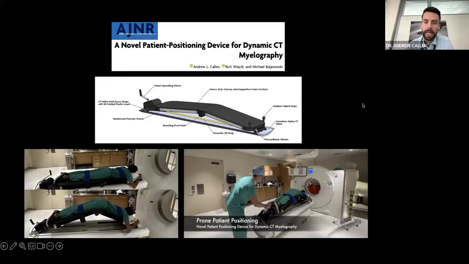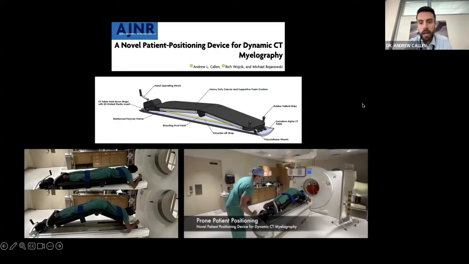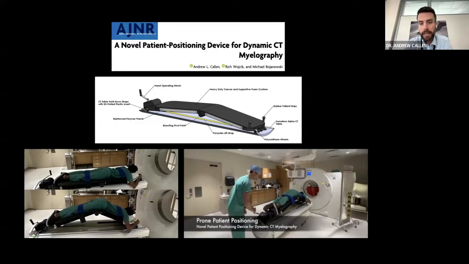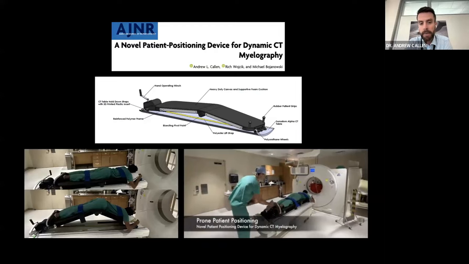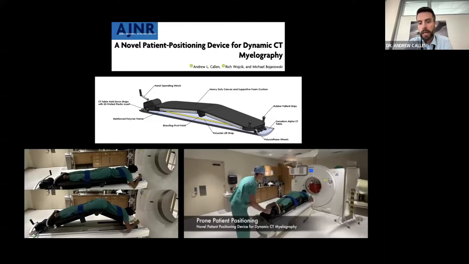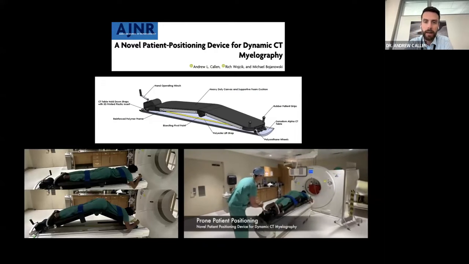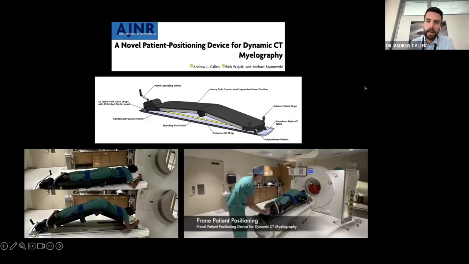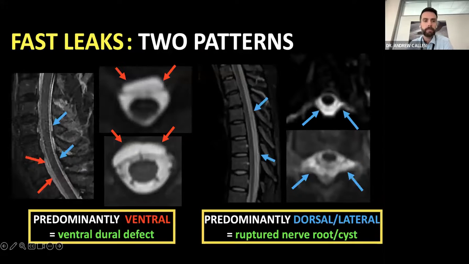And we became so frustrated with building pillow forts and wedges on our table that we built a device to sort of accommodate this and add that tilt table functionality to our CT table to precisely control the angle of the patient's spine in either the prone or decubitus positioning to really just get that variable out of the way for our patients. And we recently published that technical report describing that device here.